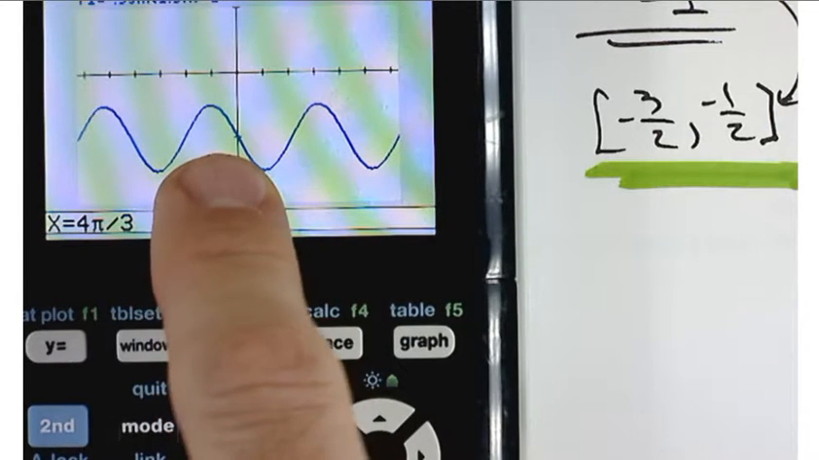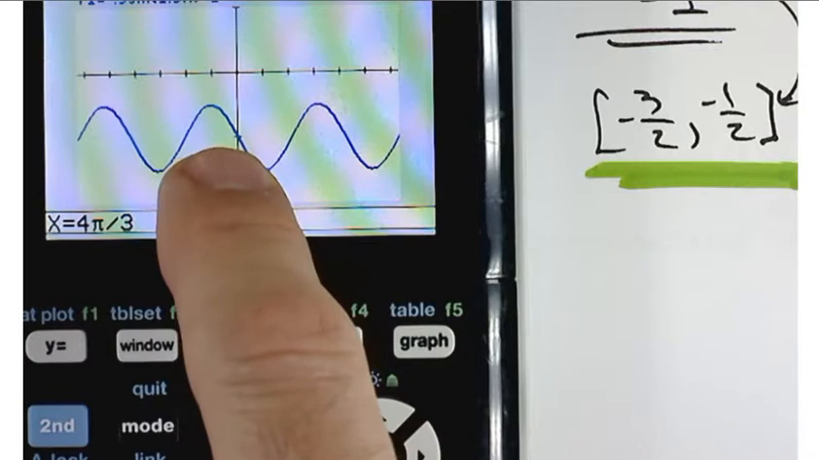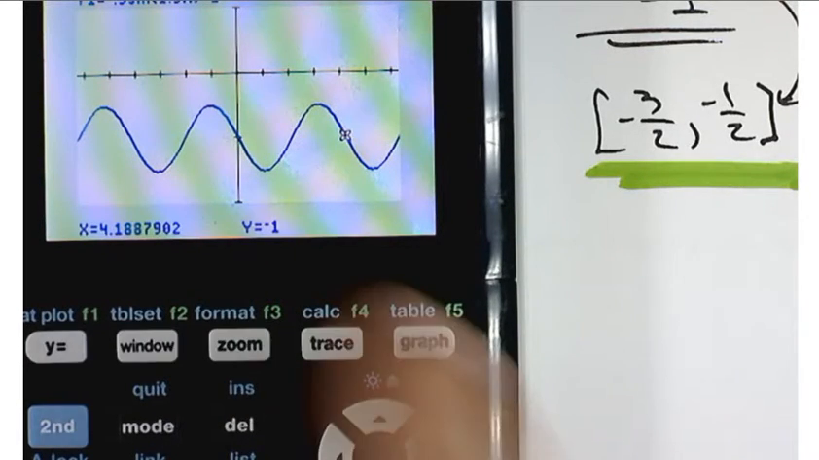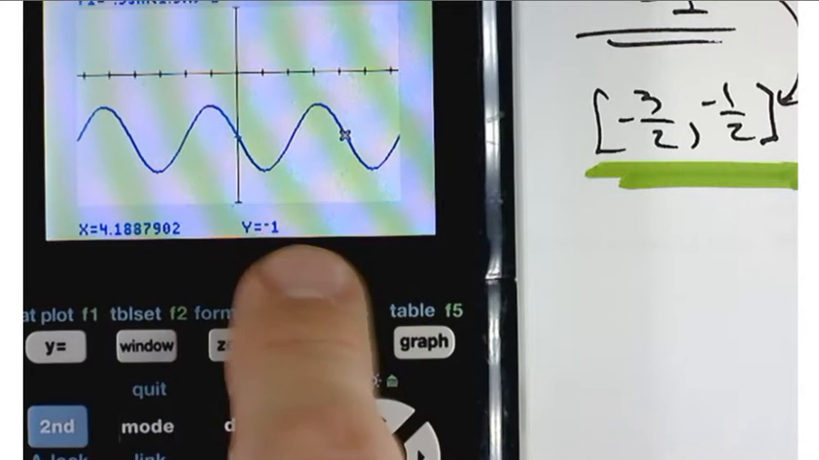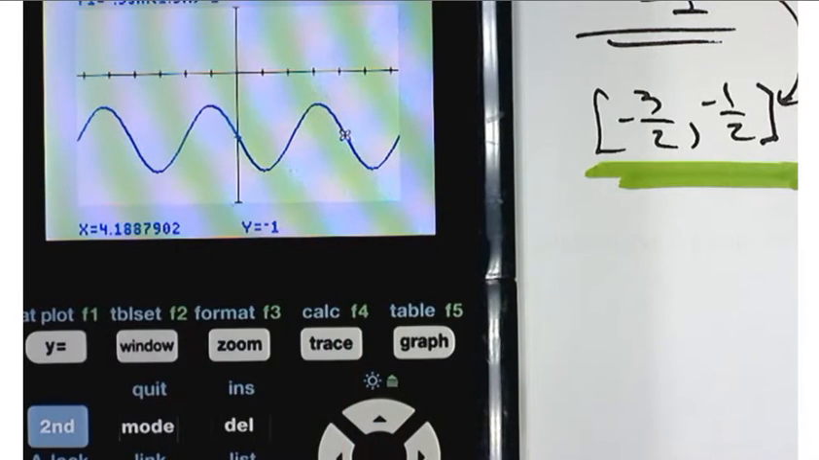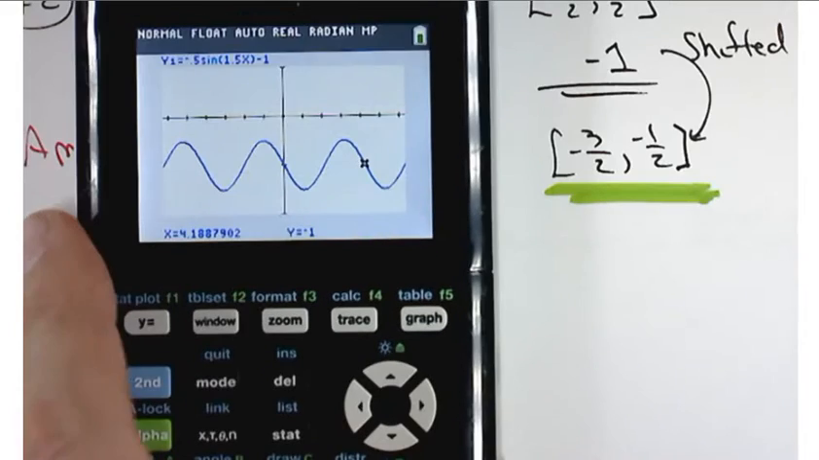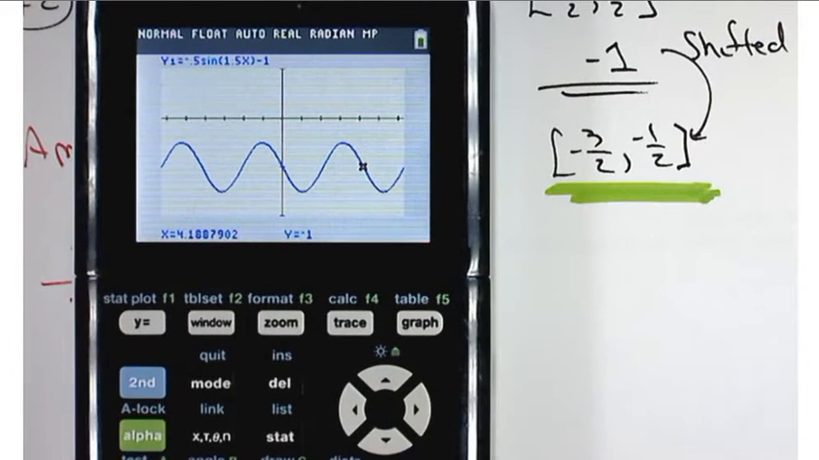Now when I was at 0, I was at a height of negative 1. Let's see where I'm at 4 pi over 3. Bingo. I moved over and I'm again at a height of negative 1. So 4 pi over 3 is the period of your new graph. If that was like negative 1/2, that would be wrong. Correct. Then you would have made a mistake in your calculation about the period somehow.